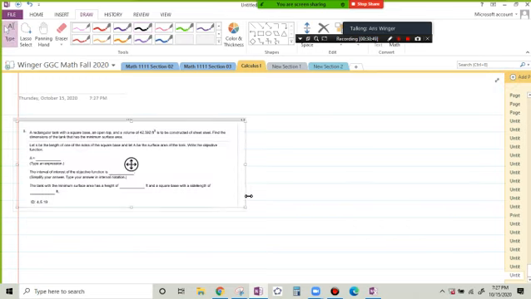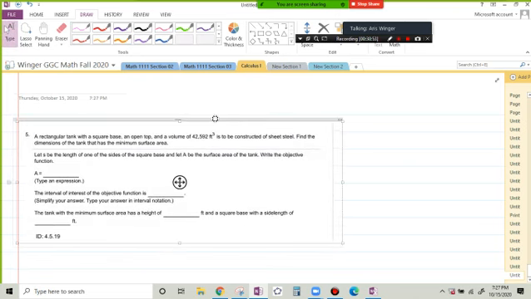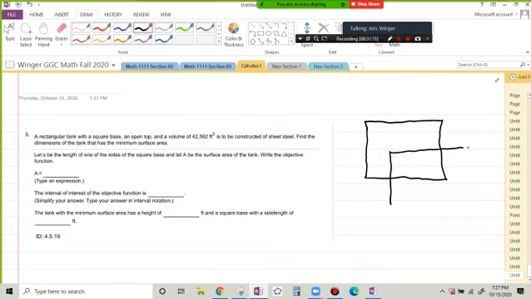We've got a rectangular tank with a square base, open top, volume of 42,592 feet cubed, to be constructed of sheet steel. Find the dimensions of the tank that minimize the surface area. We talked about a box like this that we would have. We want to put something in it. The thing we need to put in it is pretty big, so it's got to hold this much volume.